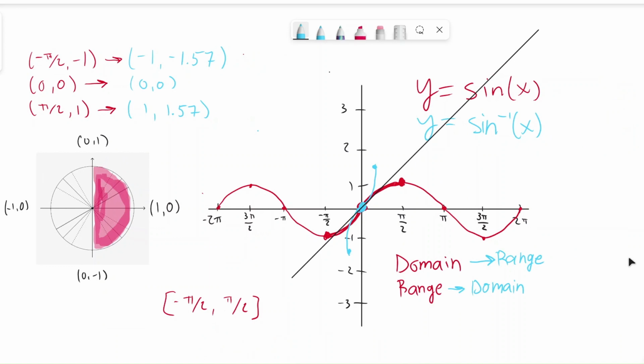And before I finish things off, I just want to note that the domain and range of y equals sine of x have become the range and domain of the inverse. So if the domain of y equals sine of x was negative pi over 2 to pi over 2, that is now the range of this function. And if the range of y equals sine of x was negative 1 to positive 1, well, that's what the domain is now. So there's another concept of that inverse shown in this graph.